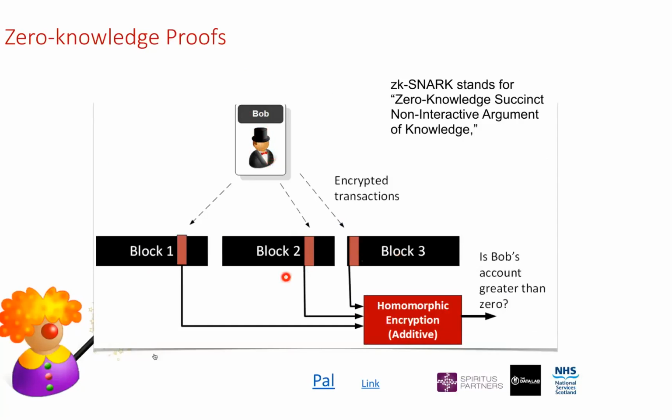You need to mine across all the blocks to find out how much he's received and how much he's spent, and then find out that he has enough. That can be done through homomorphic additive encryption, where you could look at each of the values and you cannot tell how much he's spent, but you can tell if he has enough cryptocurrency to pay Alice.